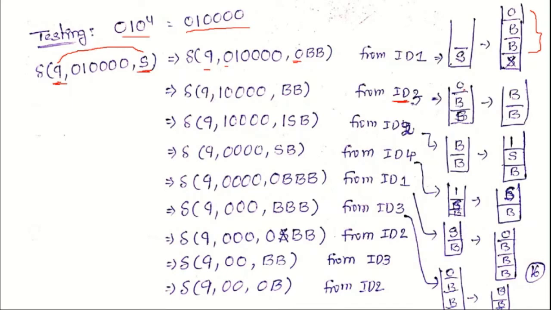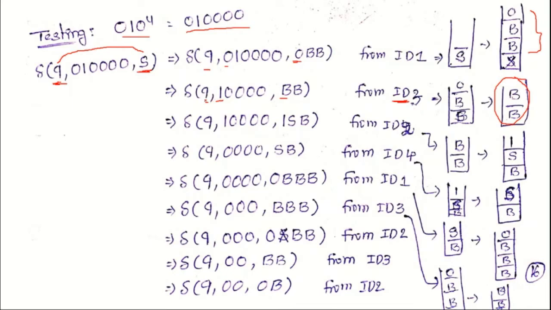That means initially the top of the stack is 0 and the remaining is B, B. So this 0 will be popped from the stack, then the remaining is BB on the stack. Next step, the current state is Q and the top of the stack is B. Now we check what the transitions are for Q comma epsilon comma B. Here there are three transitions. Based on the input symbol we can choose the appropriate push operation.